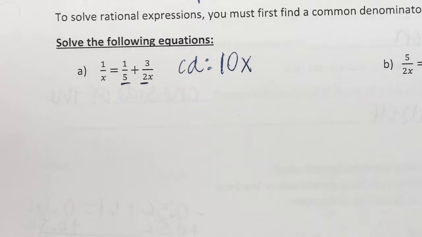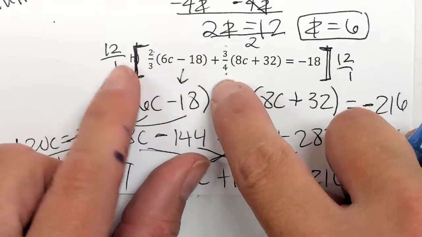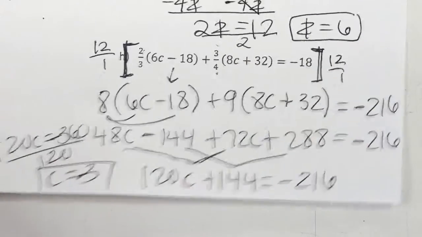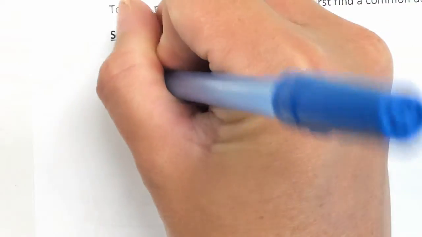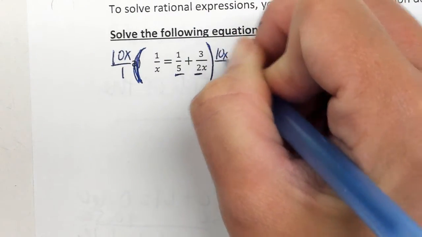So what we're going to do, just like, let me flip over. Remember this one that we worked out together? We found the common denominator of 3 and 4, which was 12, and multiplied the whole equation by it. Same thing in this one. We are going to multiply this entire equation by what? 10x. So let's write it like this: 10x, and I'm going to put over 1, 10x over 1.